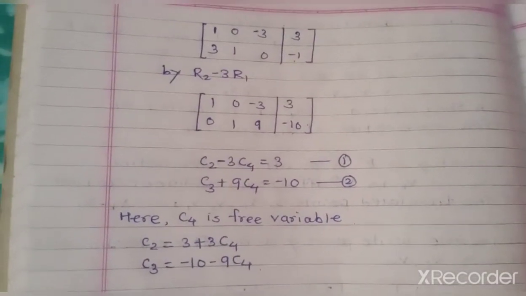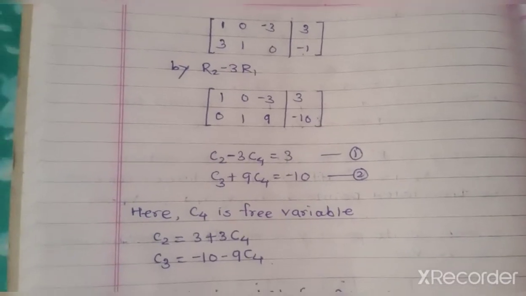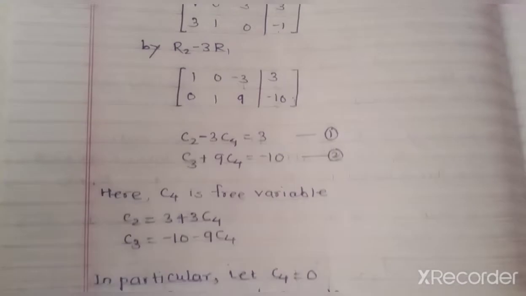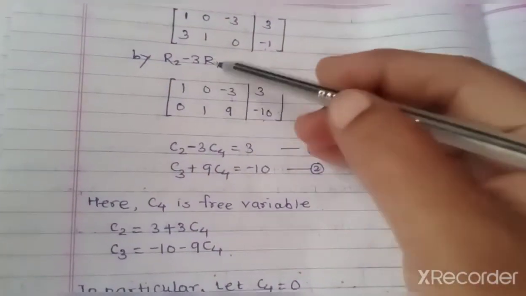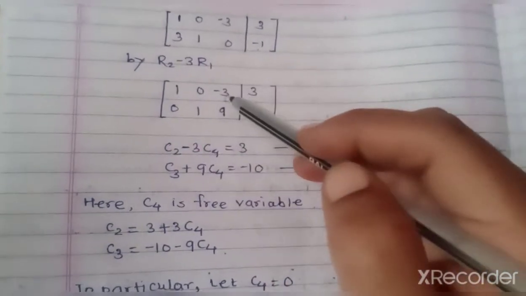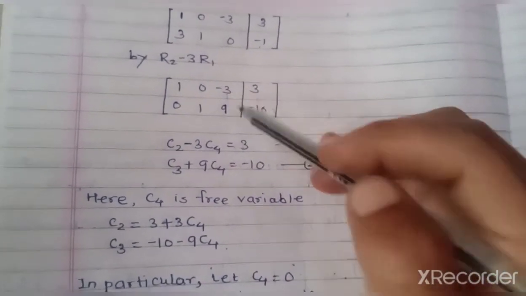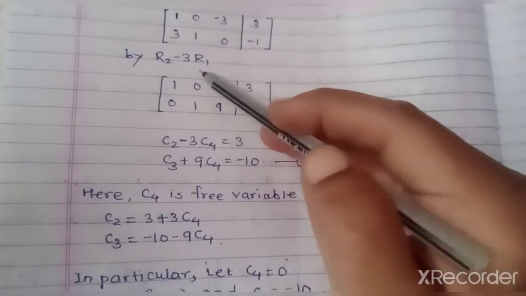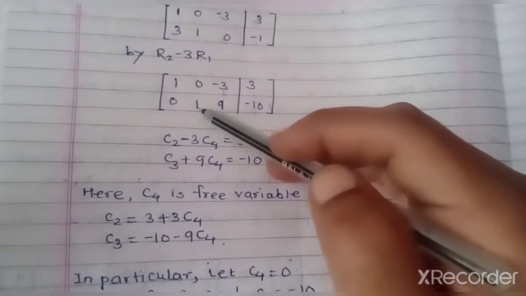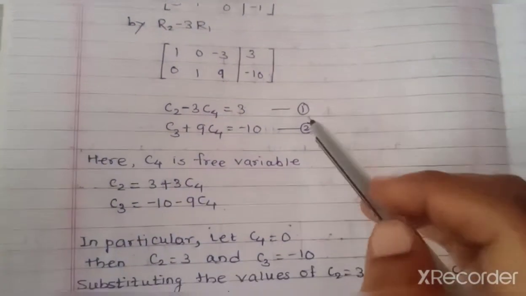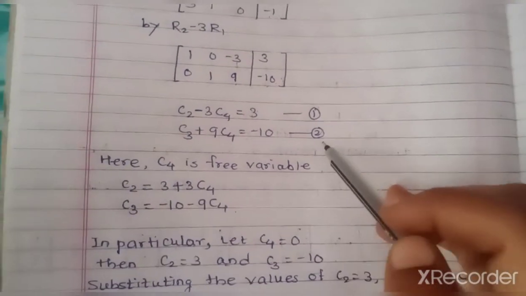After this row echelon form, we have to write down the system from the reduced matrix. The first column indicates the coefficients of C2, C3, C4. So we get C2 minus 3 C4 equal to 3. Then the second row for C3 and C4: C3 plus 9 C4 equal to minus 10. In this way we represent the first and second equations.